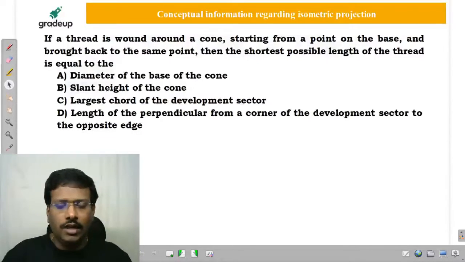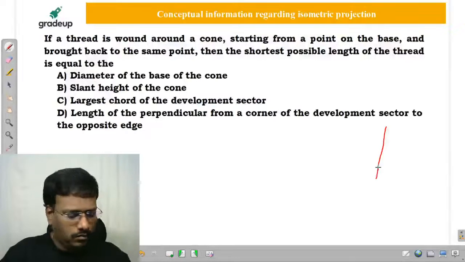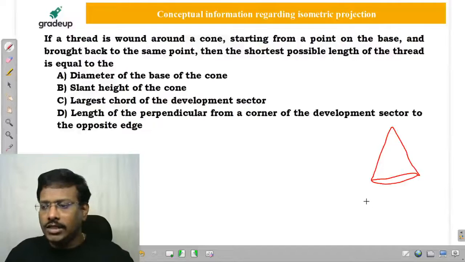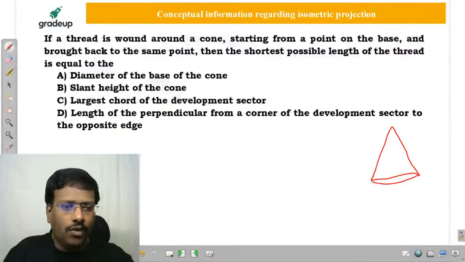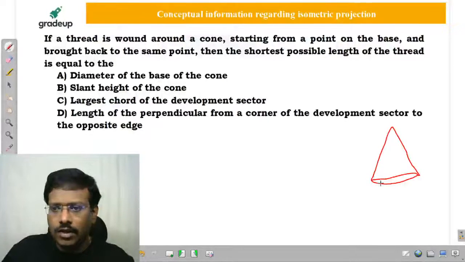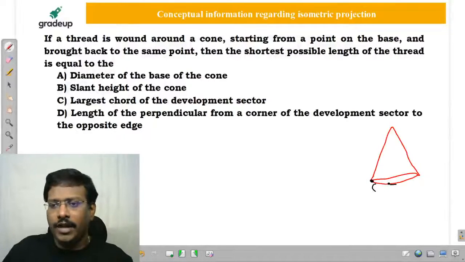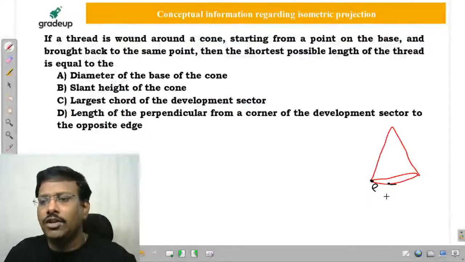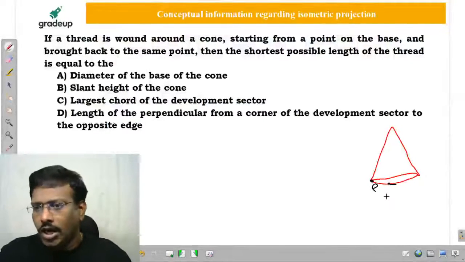So what was given: there is a cone, like this, and a thread is wound around it. It is starting from one point on the base. Let us consider this point P on the base. After making one complete revolution, it has to reach the same point P. Then how is it possible? What is the answer? Diameter of the base of the cone.